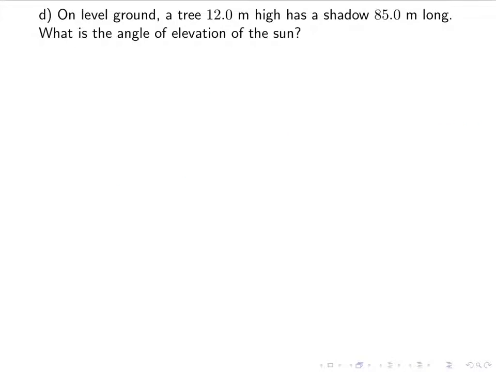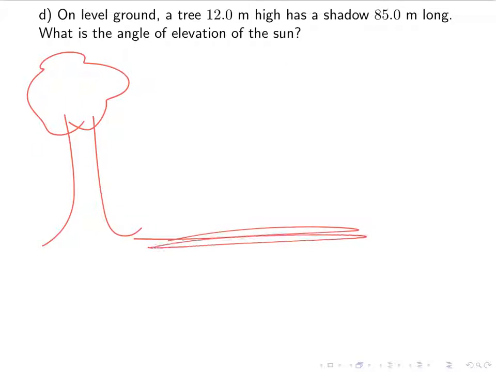So let's try our last example. On level ground, a tree 12 meters high has a shadow 85 meters long. What is the angle of elevation of the sun? Okay, so I'm going to draw the picture out. We have a tree. It is casting a shadow. And I know a couple of things. I know the tree is 12 meters tall. I know the shadow is 85 meters long. What is the elevation of the sun?